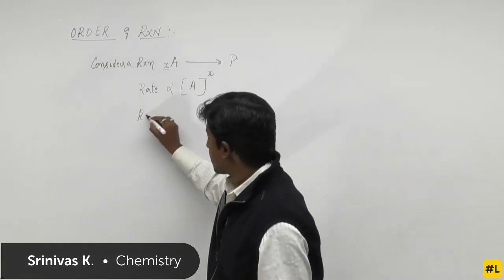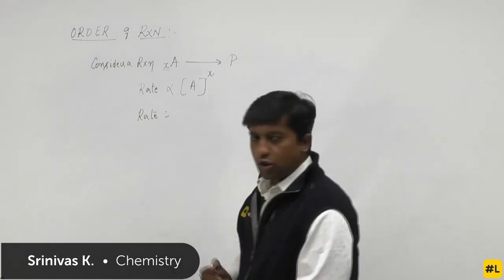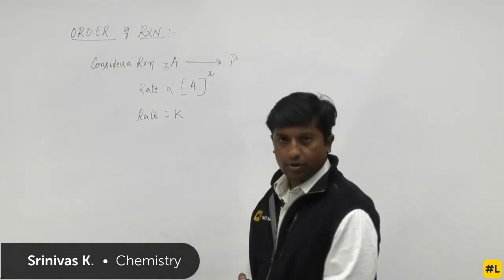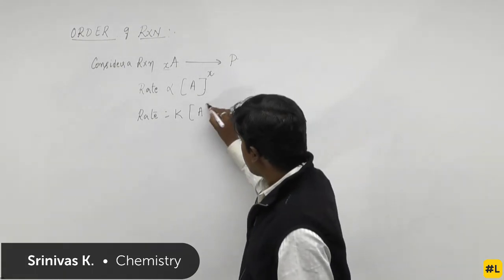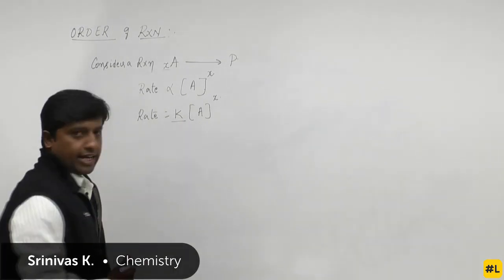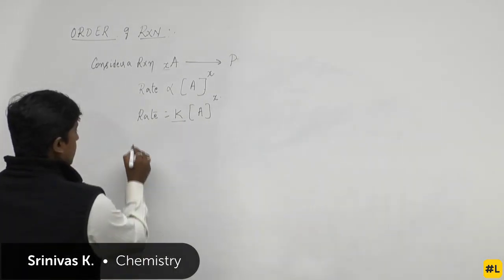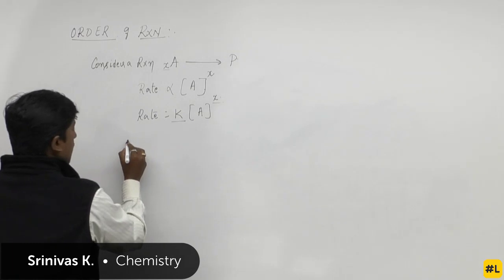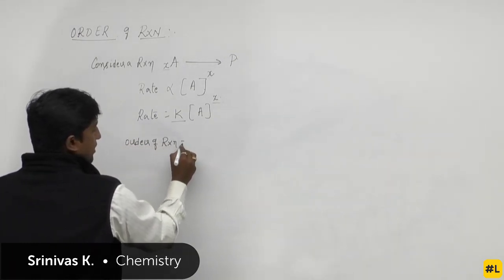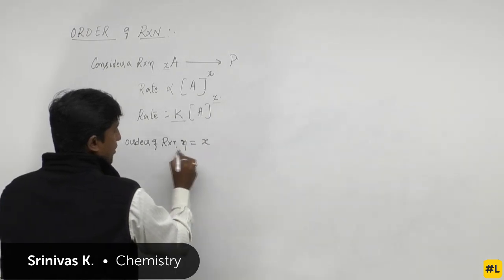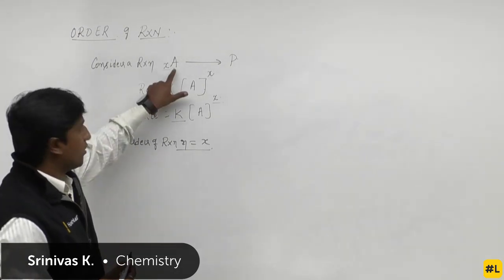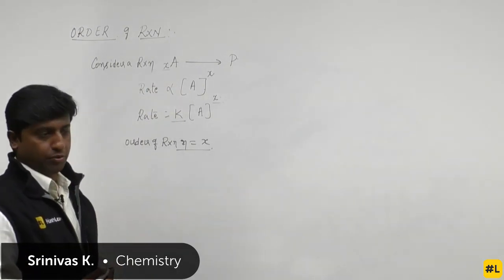So let us write the equation. Rate will be equal to, removing the proportionality sign, I introduce a constant K. So rate = K[A]^X. And we know that K is the rate constant. Here X is nothing but the order of reaction. So the order of reaction is taken as n, which will be equal to X. I have taken an example of a reaction involving only one reactant molecule.